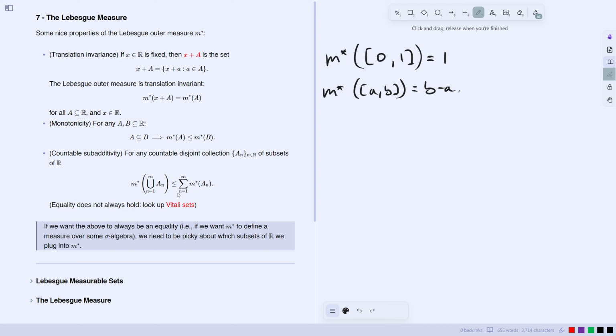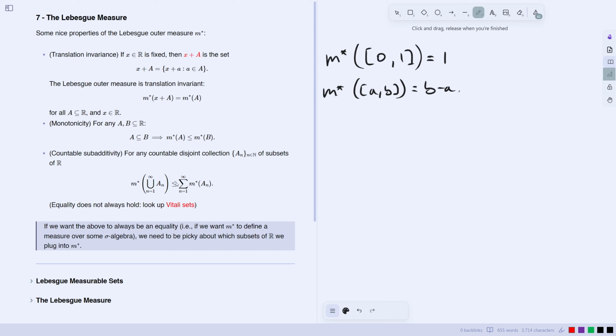Okay, so we need to sort of rescue the Lebesgue outer measure from these sets, because we want a measure that's intuitive, that gives us the size that we would expect intuitively that these closed intervals should be. We want that. We also want a measure, not just an outer measure. We want a measure that's translation invariant, also monotone, and we want countable additivity.